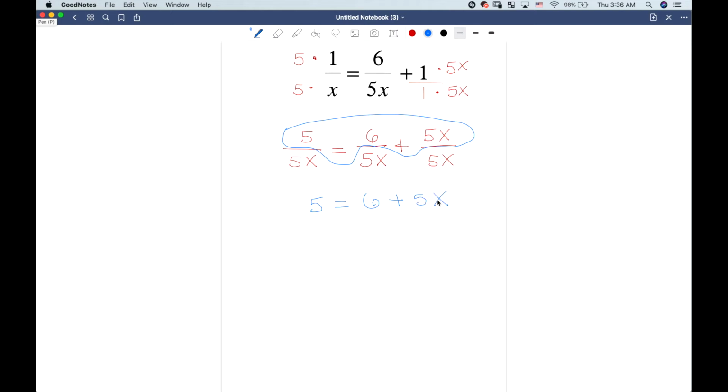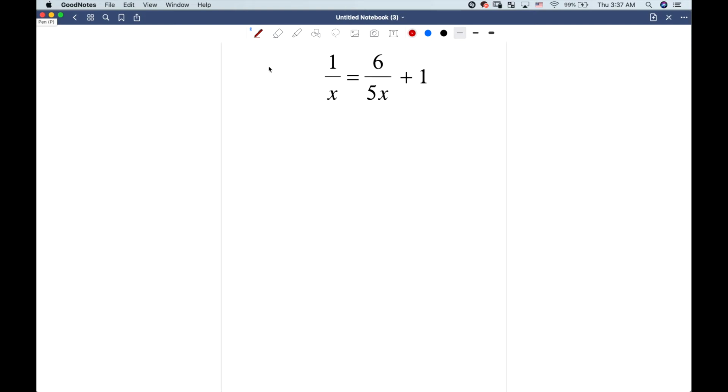And you're just going to solve for x. So subtract 6 here. That's negative 1. Divide by 5. So x is equal to negative 1 over 5. So this is a solution that we got. And again, just because you got it, it's not necessarily guaranteed that it's the right solution. So just to be safe, I am going to check my work. So we're going to check if negative 1 over 5 is the right solution.